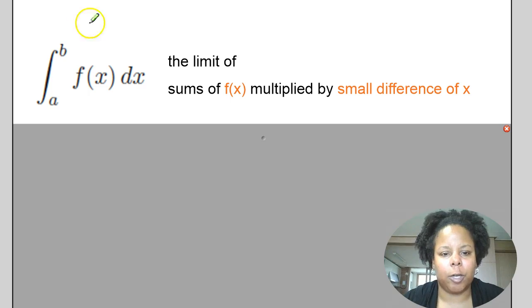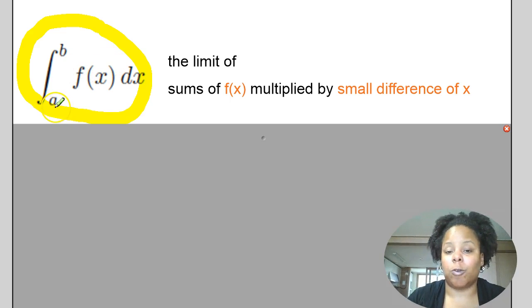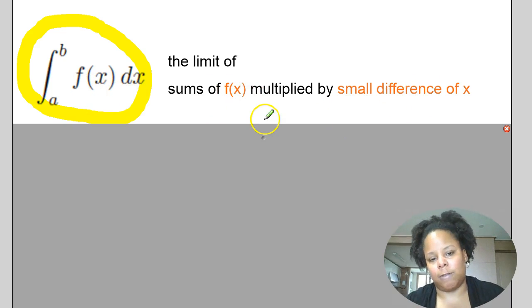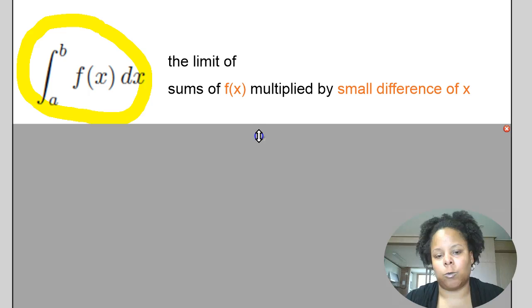But this symbol here represents the exact area between the function and the x-axis on the interval from a to b. And we can approximate this using a certain set number of sums of the function f of x multiplied by the small difference of x. And we don't always have to use x. In our case, we used an example involving time as well.